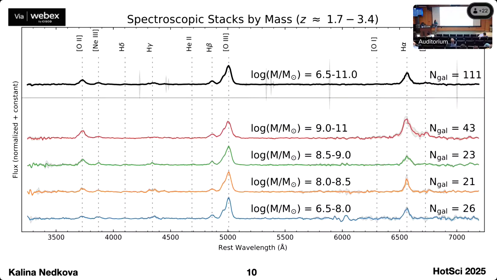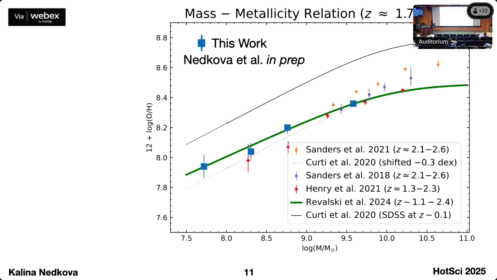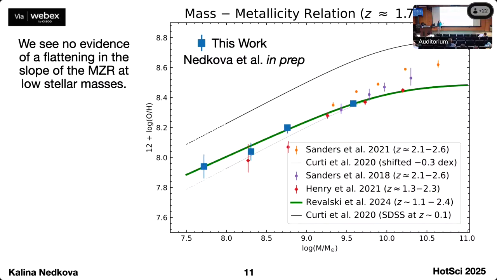So here I'm showing you 4 different mass bins with the lowest mass bin here at the bottom and the highest mass bin here at the top. One thing that you can notice is that the O2 strength becomes stronger for the higher mass galaxies, and this is something that we expect. And so if we now plot the relation for these mass bins, here's where they lie. They line up extremely well with the Rafalski result from 2024. And although this is still preliminary and we are augmenting this sample, you can see that we see no evidence of a flattening in the slope of the mass-metallicity relation at low stellar masses. And soon we will have statistics from about 40 fields, so stay tuned.